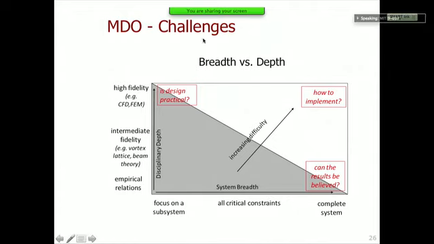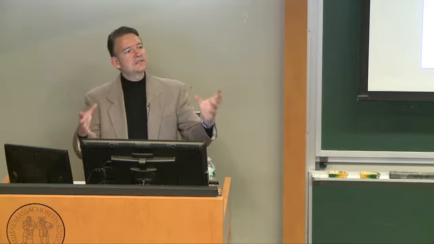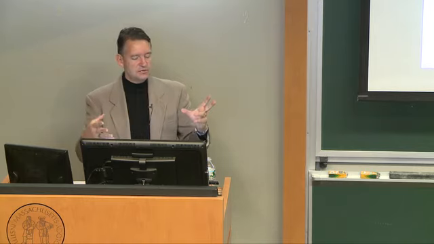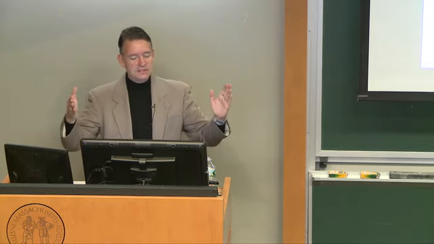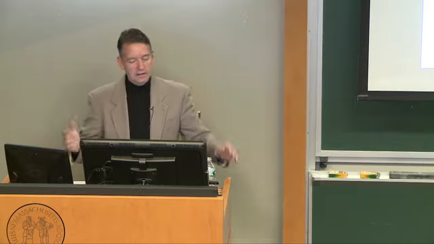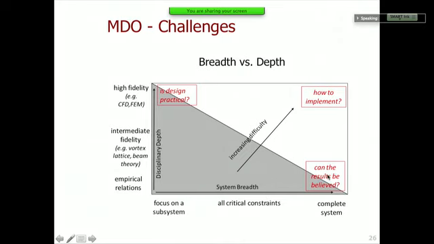And then the other challenge is quite similar. Again, there's fidelity here, but then should you just focus on one subsystem? How many of the subsystems, including financial operations and manufacturing considerations, do you include in your optimization? Ideally you'd like to do the complete system, but then you may have to sacrifice some of the fidelity. So that's the breadth versus depth trade-off.